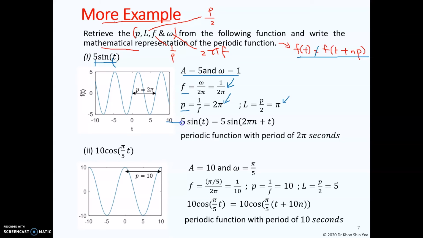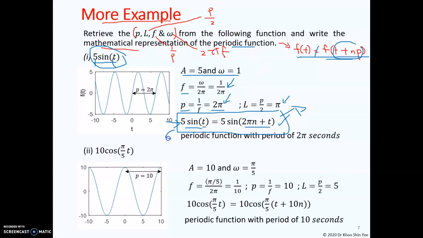The mathematical representation is this, where your f(t) is equal to 5 sine t on your left hand side, and your function f(t plus nP). In this case, your P is 2 pi. Substitute 2 pi inside. Then you need to substitute t plus 2 pi n into the function. So this is the formula. And if you check for various t, then you find that the left hand side will always be equal to the right hand side.